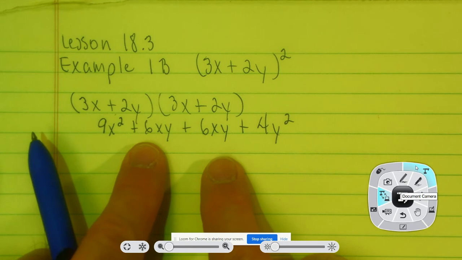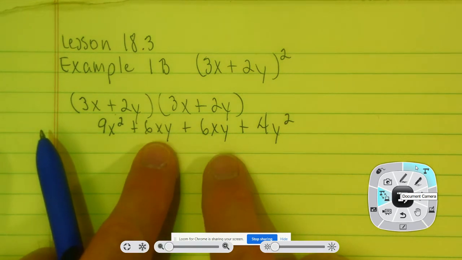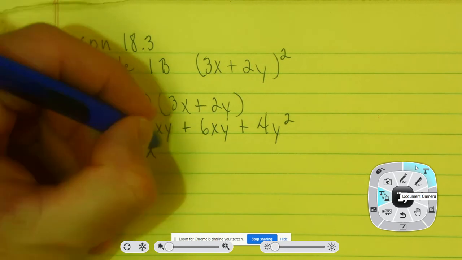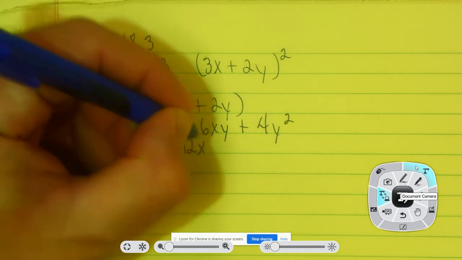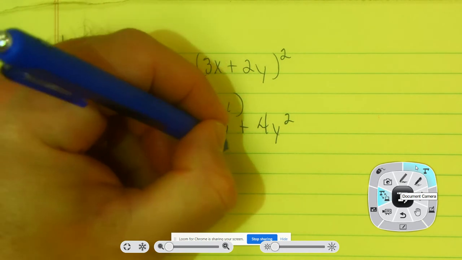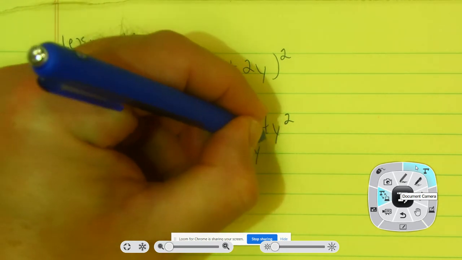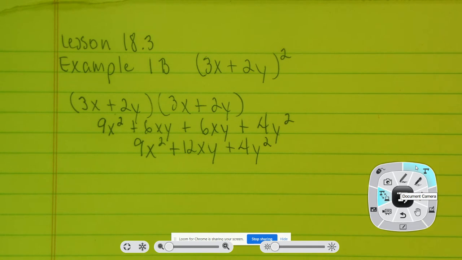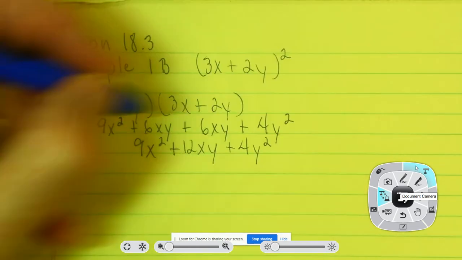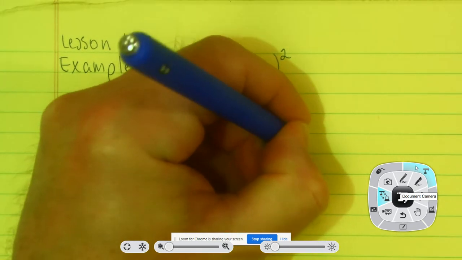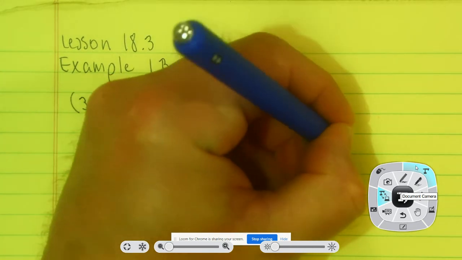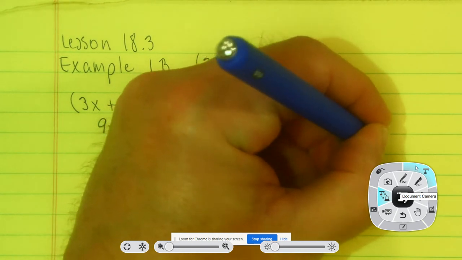Well, the last step is to combine like terms. I go to 6xy and 6xy. That is 12xy plus 4y squared. So that's my answer, 9x squared plus 12xy plus 4y squared. Now, we would give this a name. So write this down. This is a perfect square trinomial.